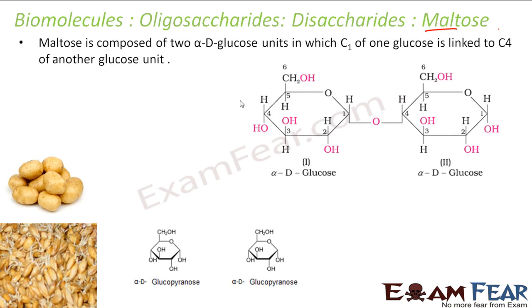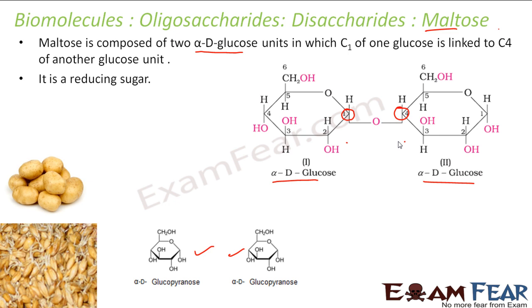And it's composed of two alpha-D-glucose. Please, if you see, it has alpha-D-glucose, alpha-D-glucose, in which C1 of this is linked to C4 of this. There are two alpha-D-glucose linked by again a glycosidic bond. C1 of one alpha-D-glucose linked to C4 of another alpha-D-glucose. Correct? So, if you see, it's composed of two alpha-D-glucose. They are same, and this is a reducing sugar.